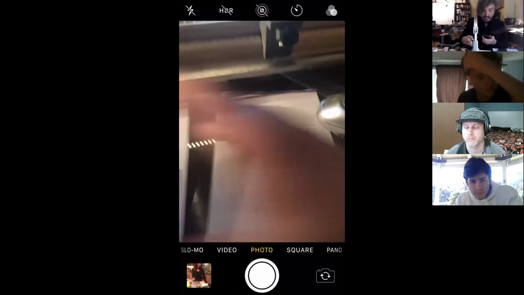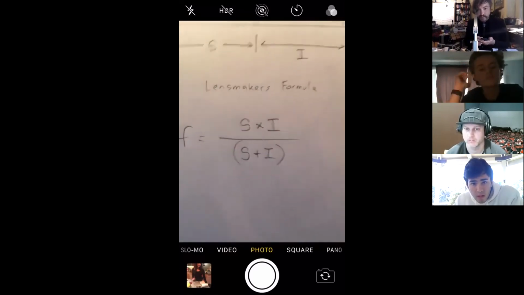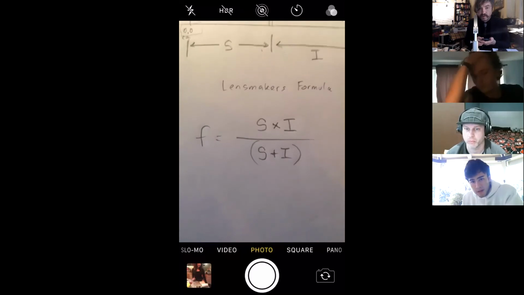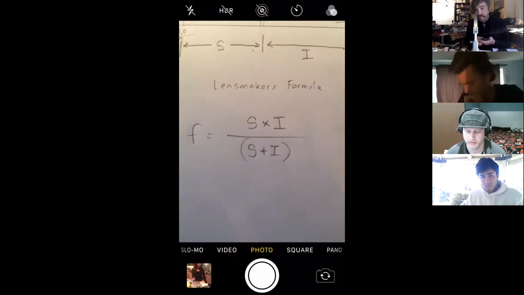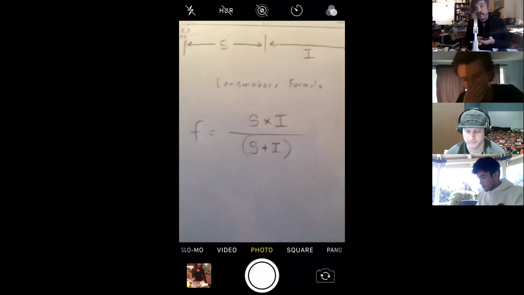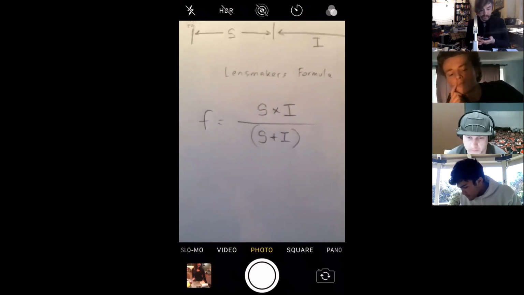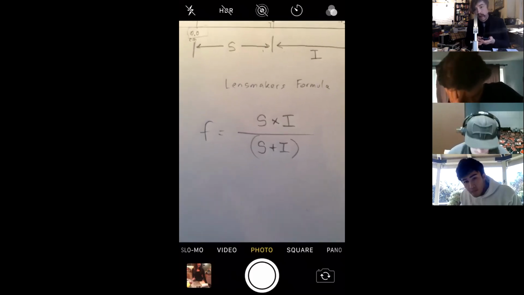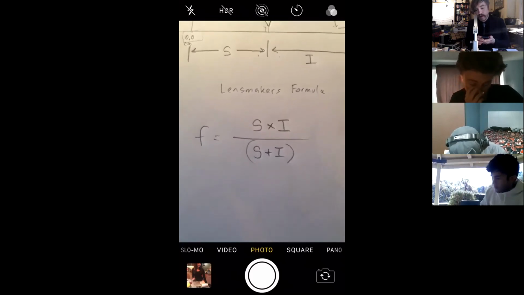The focal length is found using the lens maker's formula. I just do it really fast is the problem. Oh, okay. Thank you. Source times image over source plus image. Do you have that written down, Noah? I'm about to. Okay. Got it. Thank you. You got it.